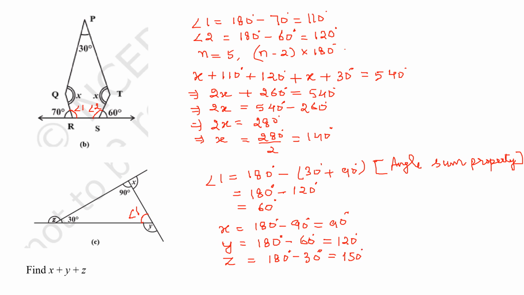But in the question you have to find the value of x plus y plus z, which is equal to 90 degree plus 120 degree plus 150 degree. What is the value of 90 degree plus 120 plus 150 degree? This will give you 360 degree. Now if you see here, x, y, z are all exterior angles. So in my next video, we will see this property that the sum of the exterior angles of any polygon is always 360 degree.